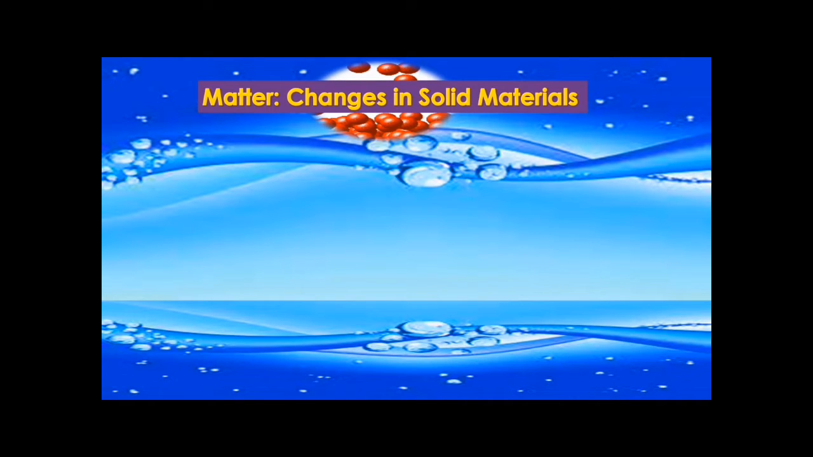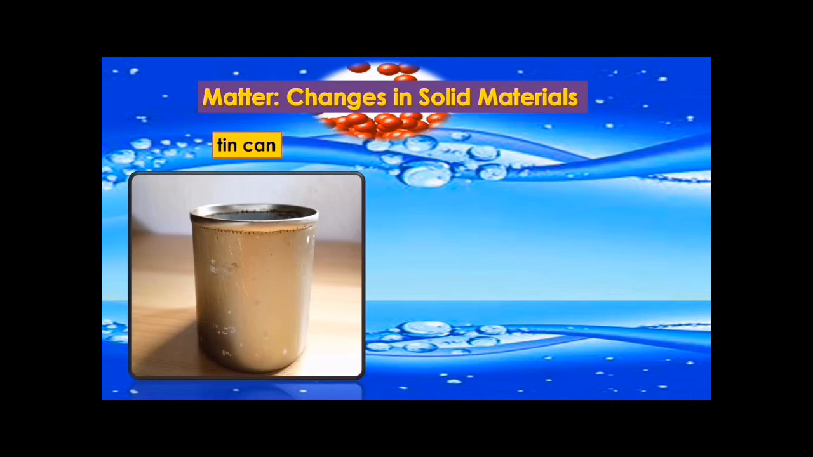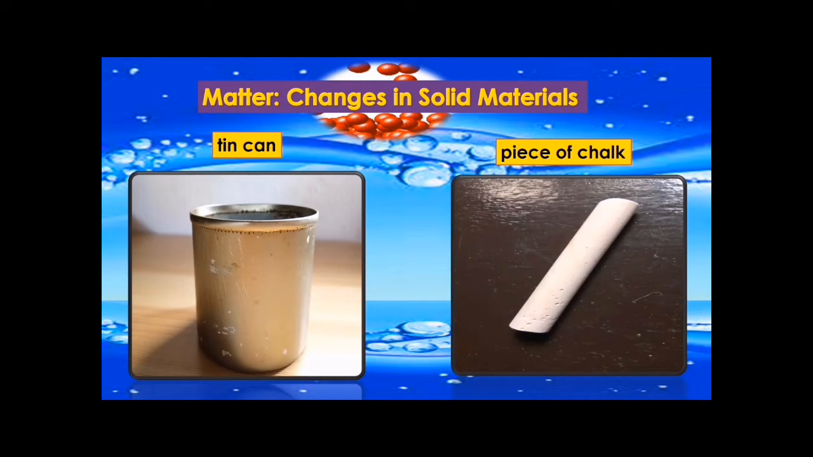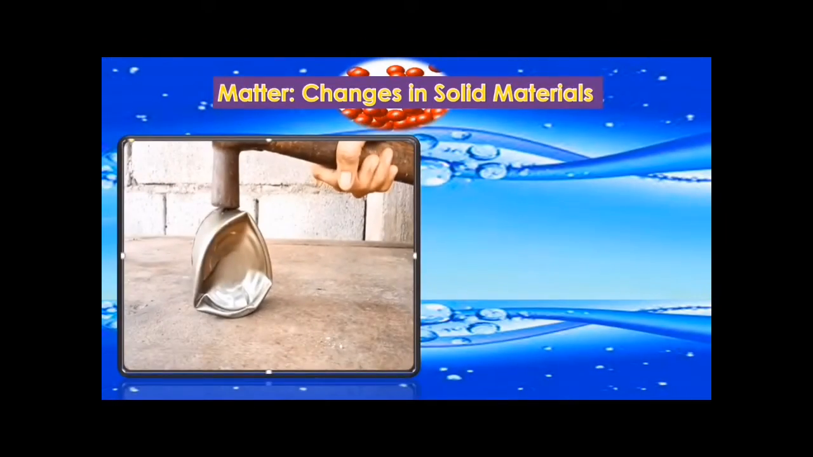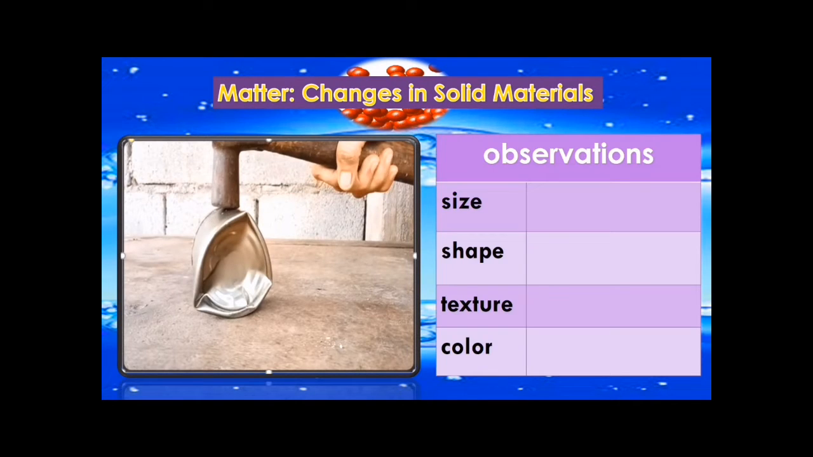Now let us observe the changes that happen in a tin can and a piece of chalk when they are beaten, struck, or pounded by a hammer. So what happened to the tin can after it was hammered? Did it change its size? Yes, the size became smaller.